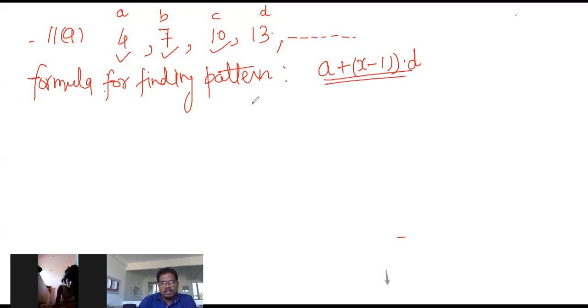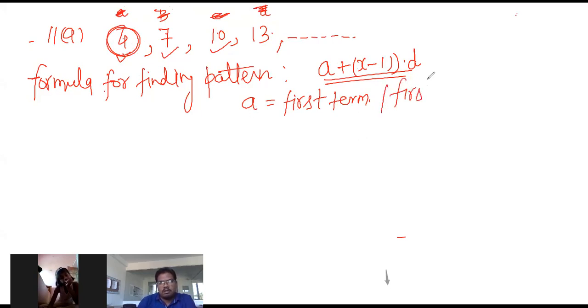What is a? A is the first term. First term means the first number. Not this one, not this one. Now I am removing these things. A means first value, and d means the difference.